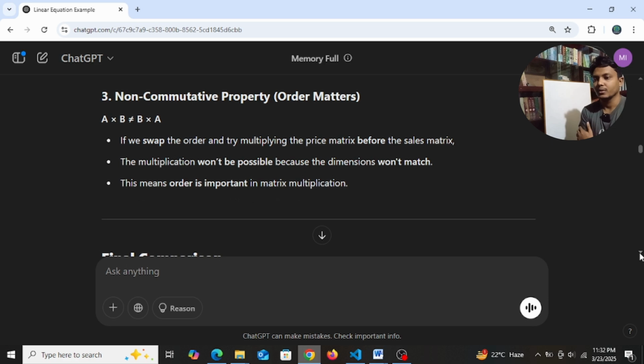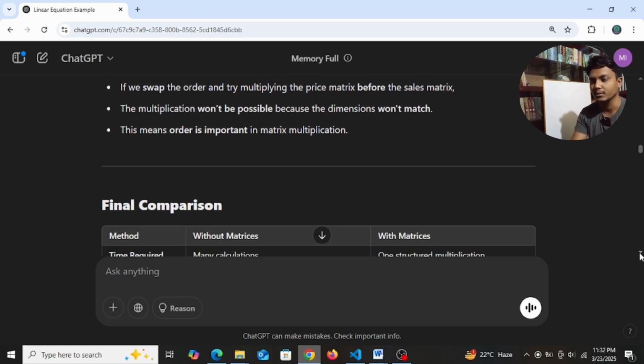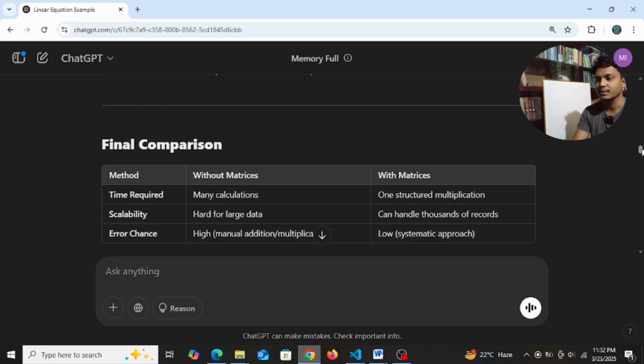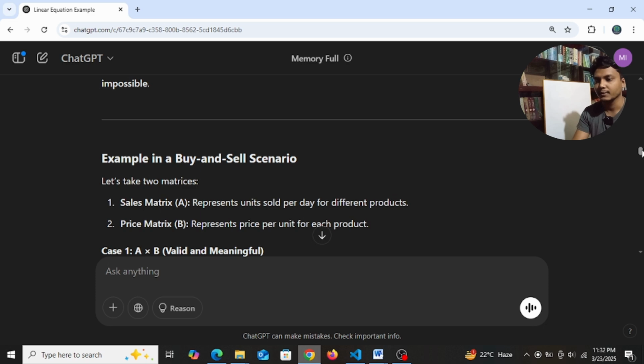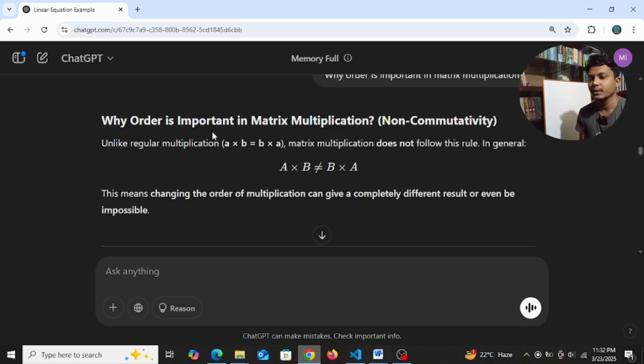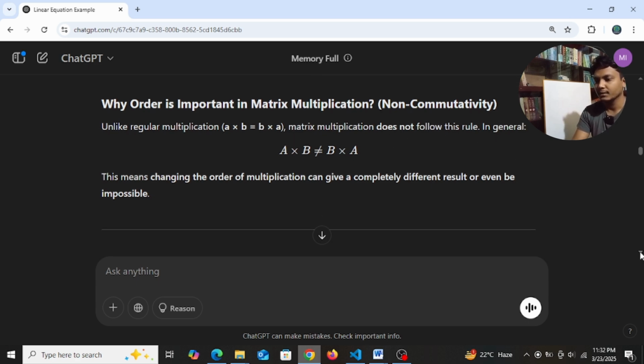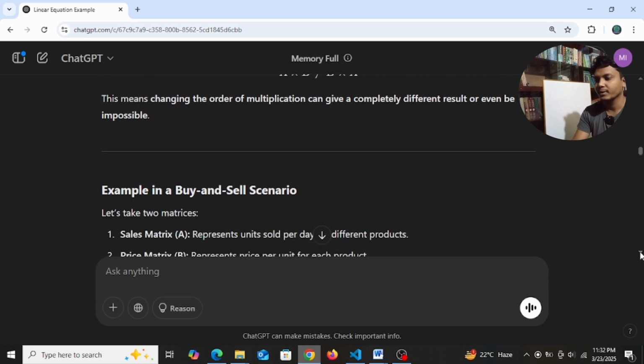So, non-commutative property. In this case order matters. So why is this different from arithmetic, or however we do normal calculation? We will see here. Why is order important in matrix multiplication? Unlike regular multiplication, matrix multiplication does not follow this rule. This means changing the order of multiplication can give a completely different result, or may not even be possible.